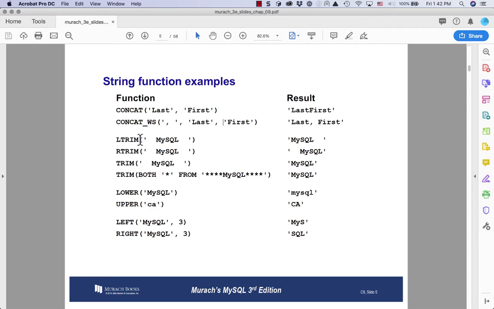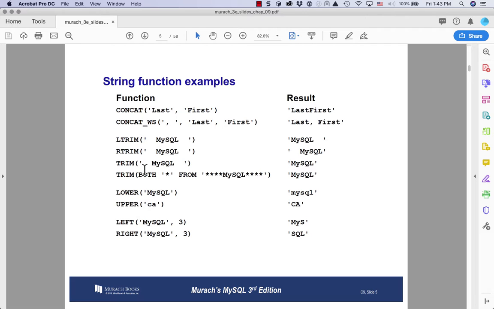Okay, let's talk about the trims. L trim will trim space off the left side of a string value. Okay, it's not typical that we'll get values in columns that need to be trimmed on the left side, but if in fact we had that use case, if we did an L trim of MySQL with spaces before and after, it would trim the spaces off the left side and leave the ones on the right side. By contrast, if we did an R trim for right trim, it would do the opposite. So it would leave spaces on the left side and trim them off the right side.